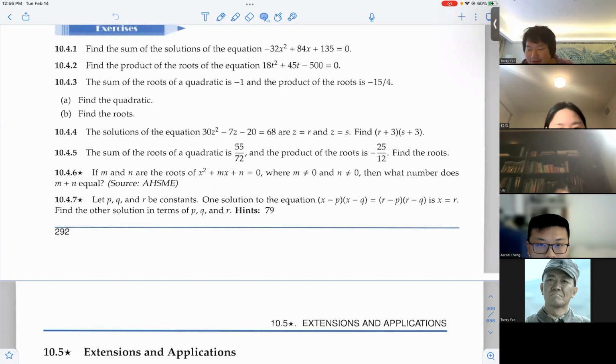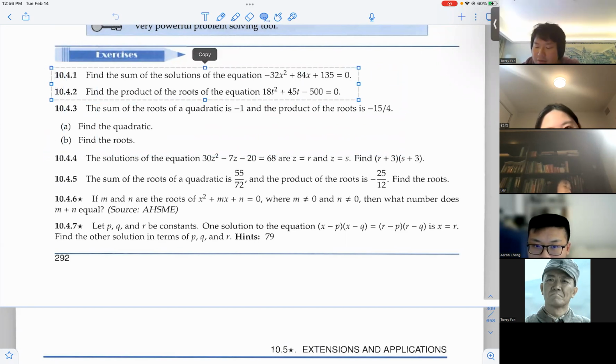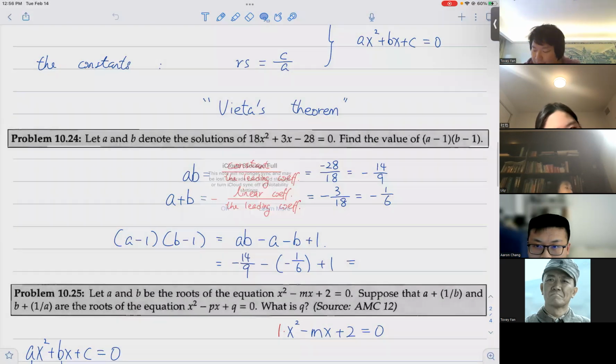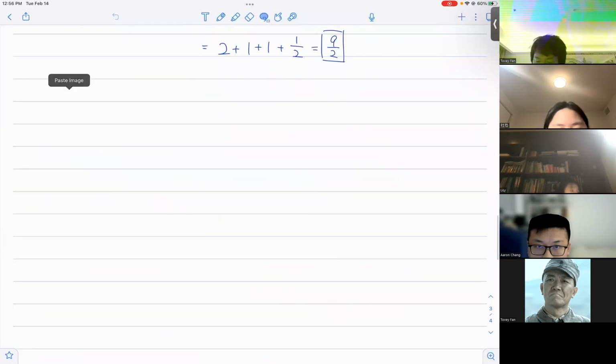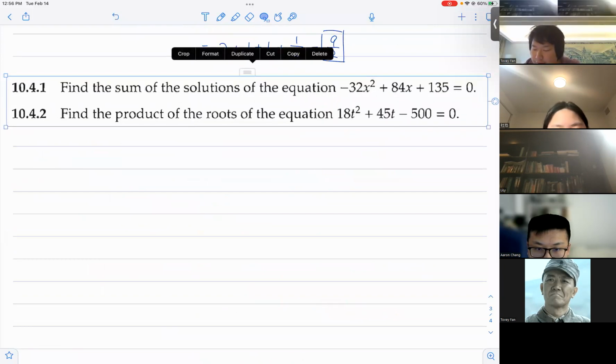All right, some practice. Let's do these two. Vieta, okay, so let's do some more exercises about Vieta. Now this shouldn't be hard, okay?